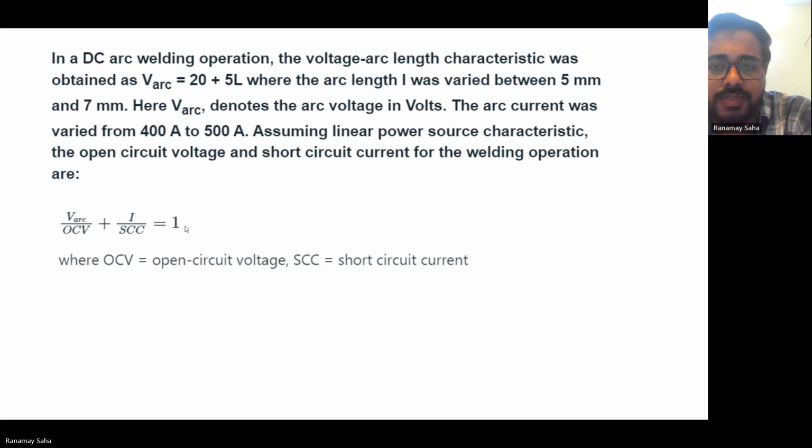The summation of these terms equals 1. You must have seen that relation before. Given this relation is true, you can try to find the OCV and SCC using all those relations. So this is the arc length characteristics and the source characteristics. Two points have to be used, and you can see the variation of length and the variation of current. Okay, let's try to solve this problem. We'll see the solution.